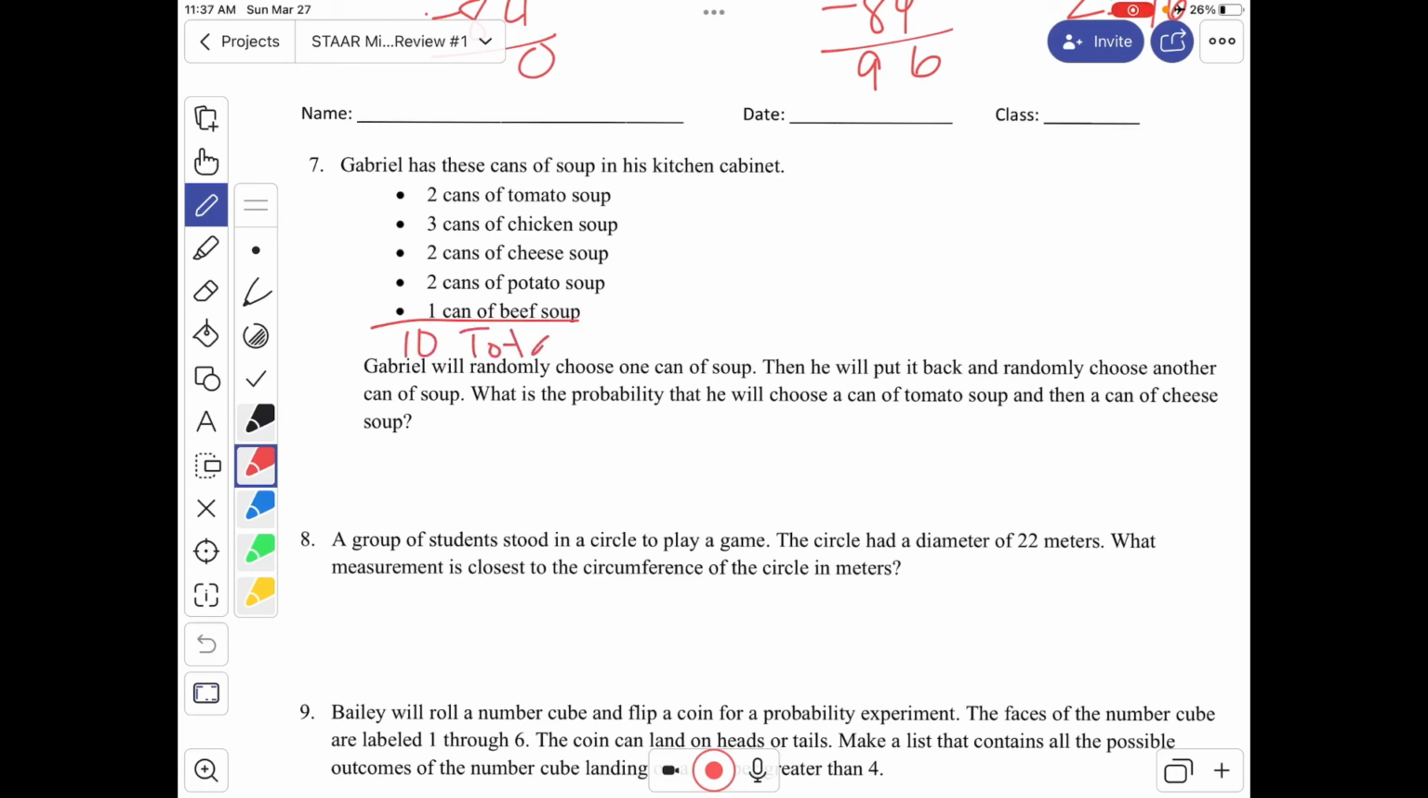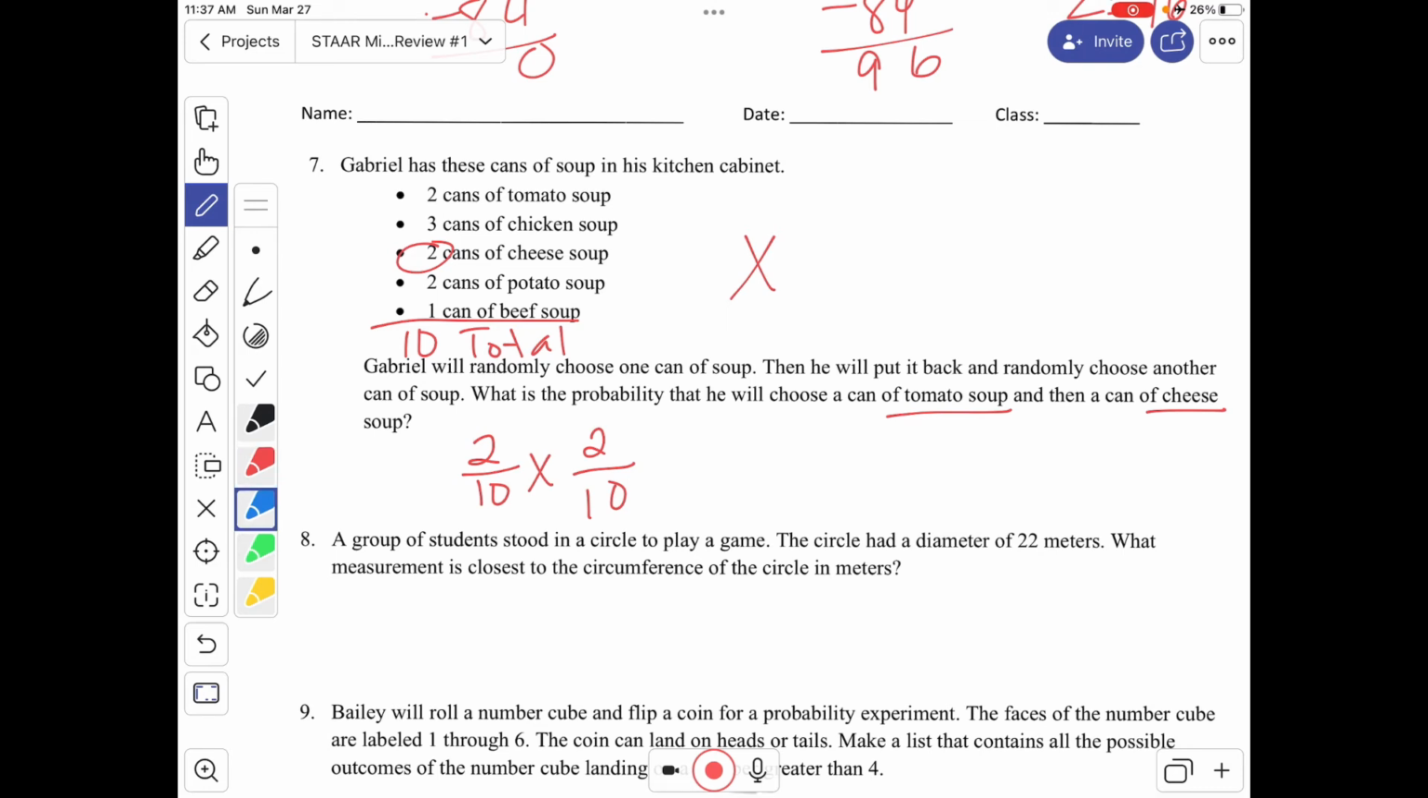His total is 10. So the probability of getting a can of tomato soup would be 2 out of 10. And to figure out a combination, which is what we're doing, a can of tomato soup and a can of cheese soup, that's a combination. We multiply. So 2/10 times, what's the probability of him getting cheese? Also 2/10, 2 out of 10.